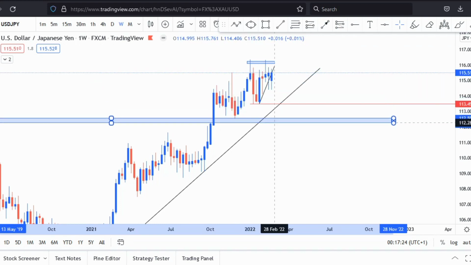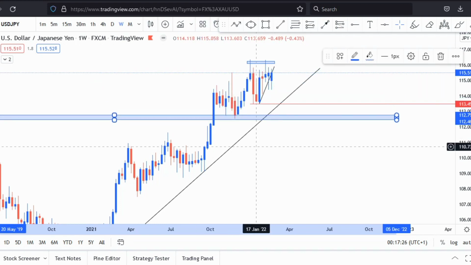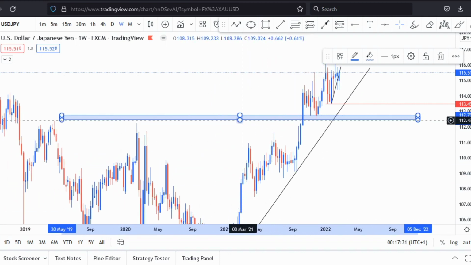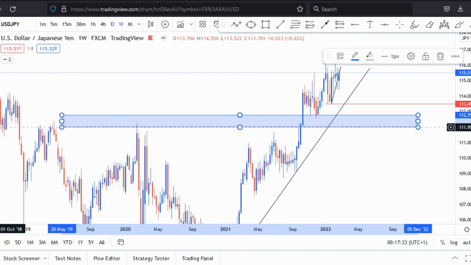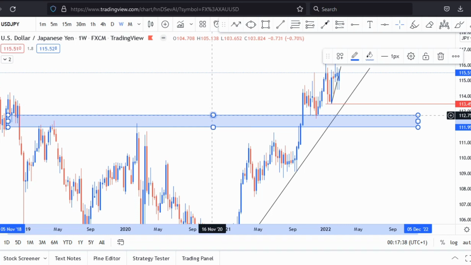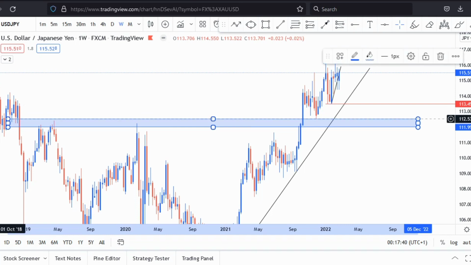Sorry, I have to take this back down. Price has gone to touch that level twice as well. Let me just take this back down to where it was, because I moved it. Okay.